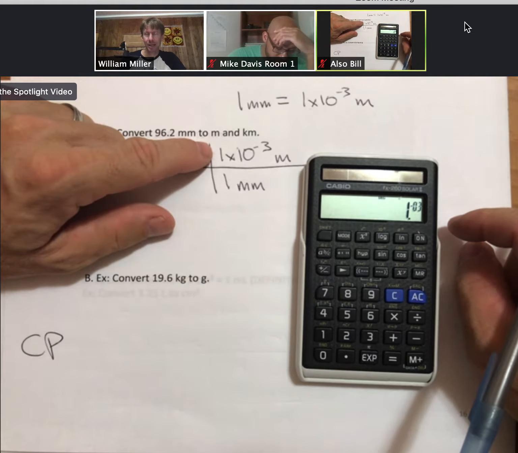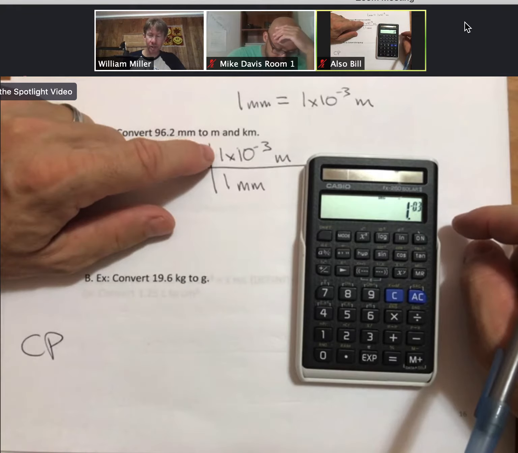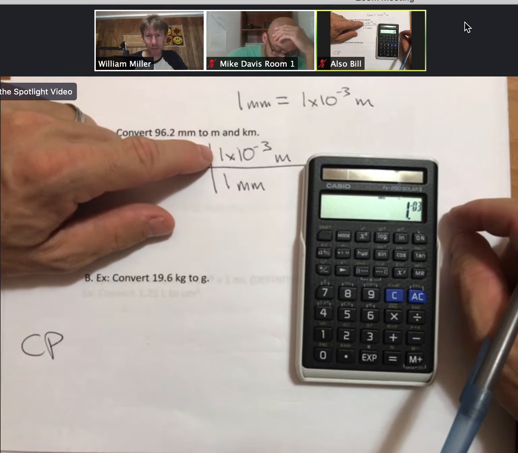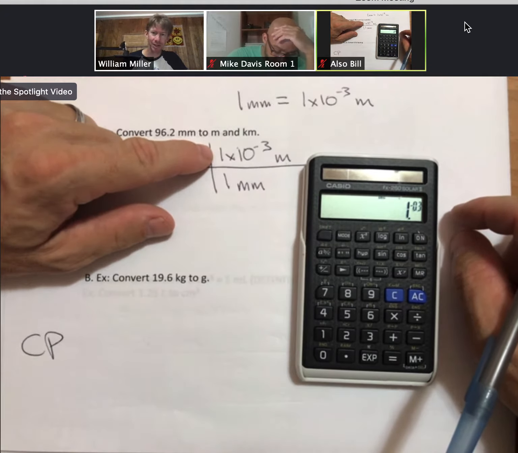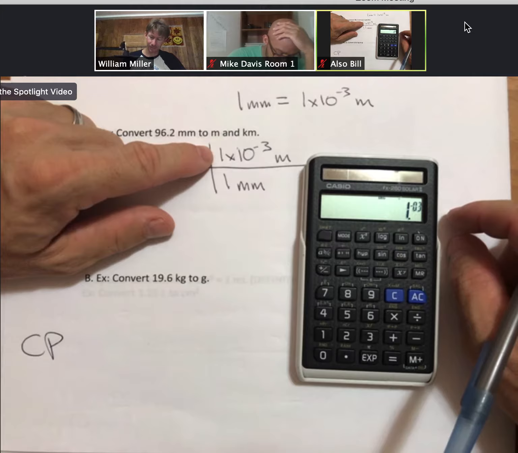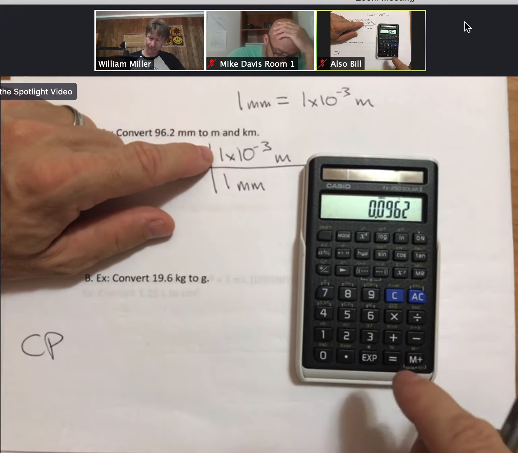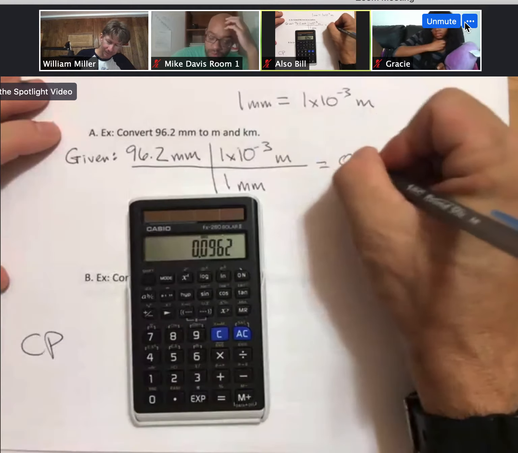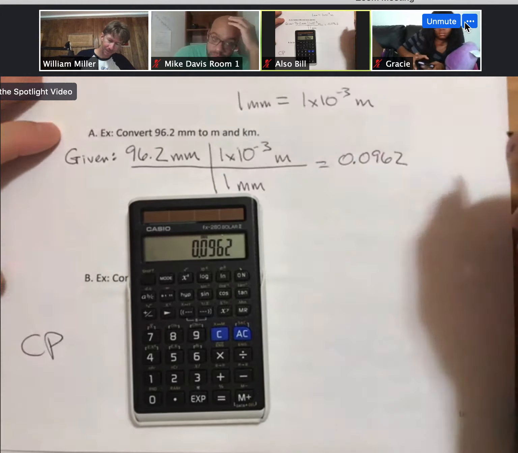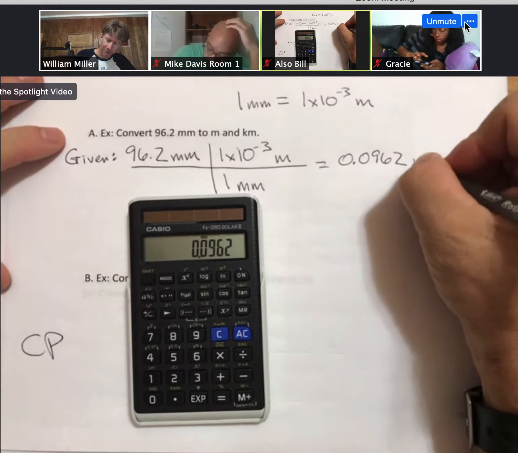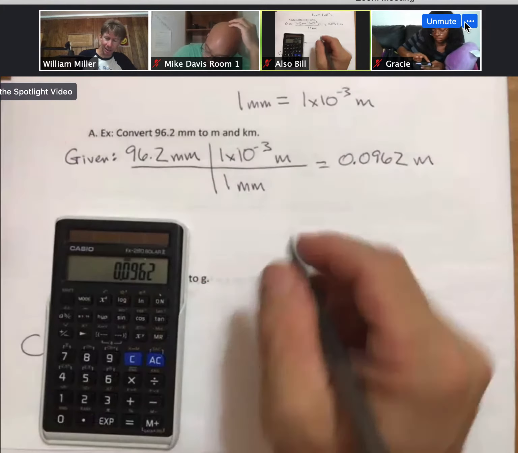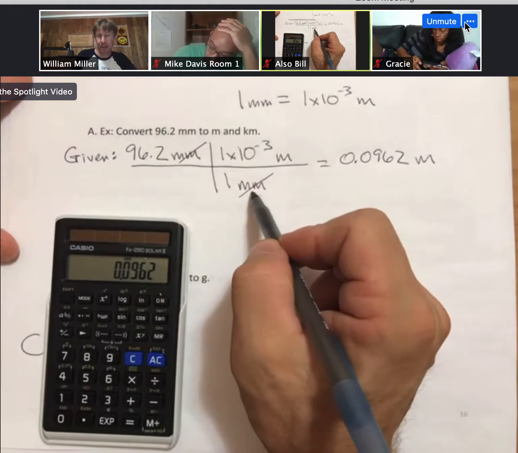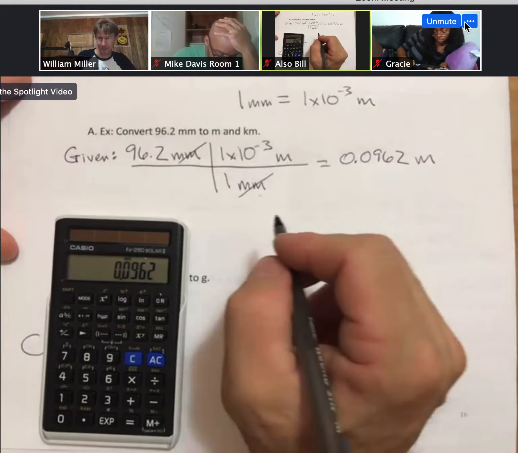And if you don't know how to enter in exponentials on your calculator, please come to an office hour and we will work through it together on your calculator because that's an important part of this class. Anyway, now I hit the equal sign. I get 0.0962. And those are units of meters. And sometimes what I like to do is cancel out my meters, my millimeters clearly so I know what the units of my answer are.